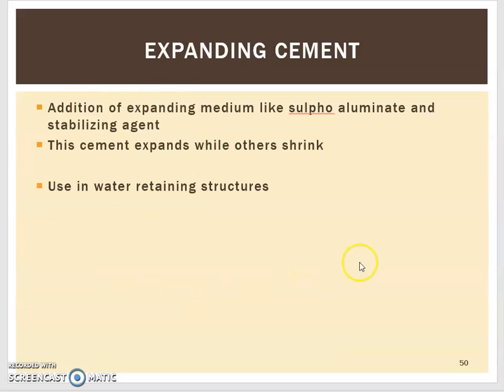Then the next type of cement is expanding cement. Addition of expanding mediums like sulfo aluminates and stabilizing agents make the cement expanding type.